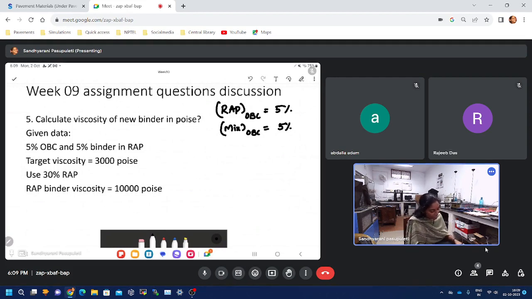That means nothing but the RAP aggregates. If I mix with the new binder content, and this RAP binder already has a viscosity. This RAP viscosity is 10,000, which means it is very stiff. So for this very stiff RAP binder, I have to add some softer binder so that I can achieve the viscosity of 3000. So they are asking what is that softest binder I have to add so that I will get the target viscosity of 3000.